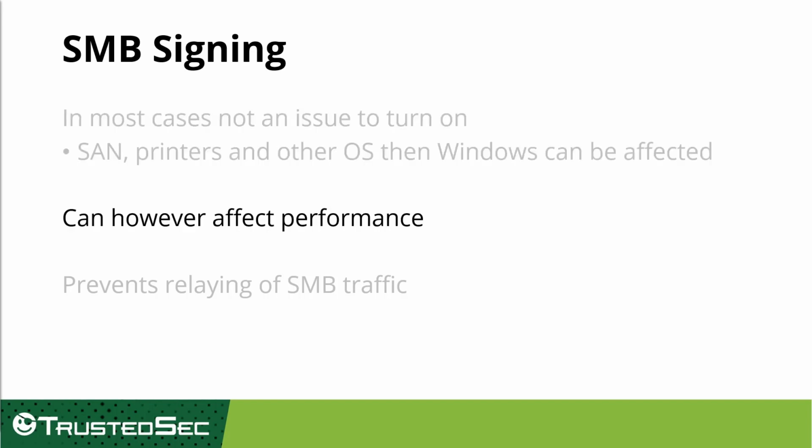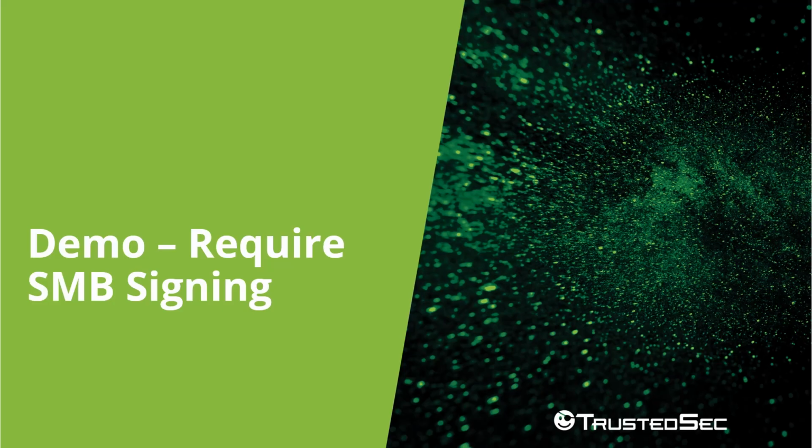It can also affect performance, since you are now effectively signing all the SMB traffic, which you didn't do before. So it requires some extra CPU cycles, and it can also affect network traffic. But if you turn it on, you are effectively preventing relaying of SMB traffic. So you're stopping man-in-the-middle attacks. Next, I'm going to show you how you can turn on the require SMB signing setting in an environment.